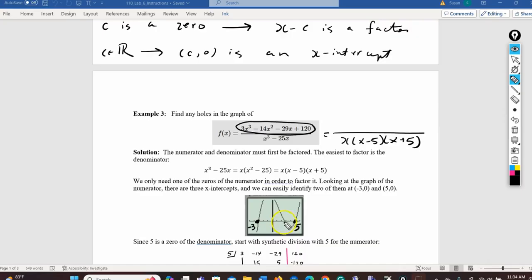Now, I also have an x-intercept here, but it doesn't go through a grid mark nicely, so it's not a whole number. So I can identify those, and so -3 and 5 are zeros. So x minus -3 and x minus 5 will be factors. And if I want to factor the numerator, I can use synthetic division, with either 5 or -3 in the box.